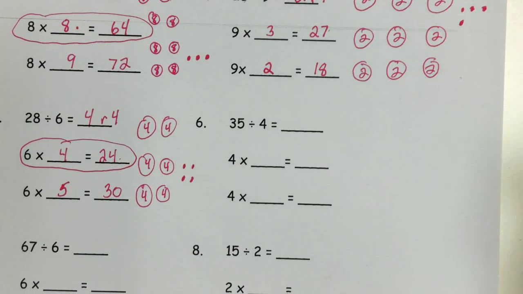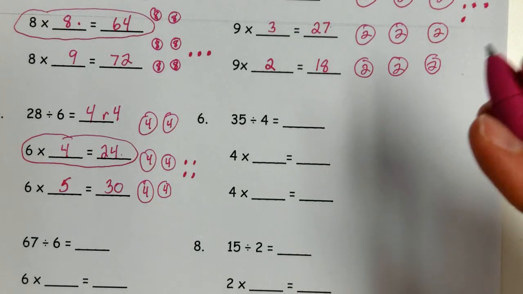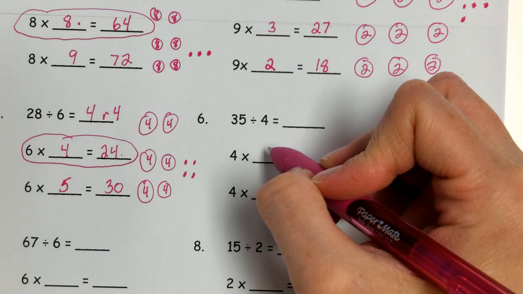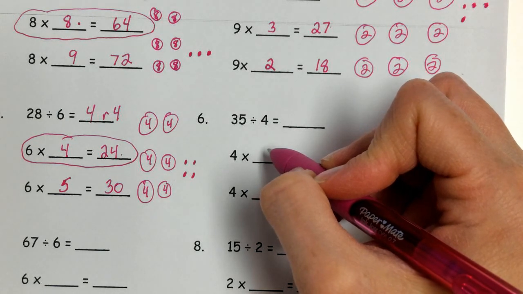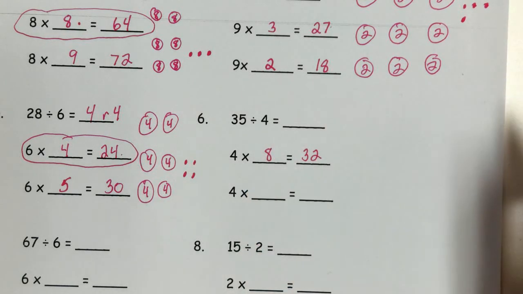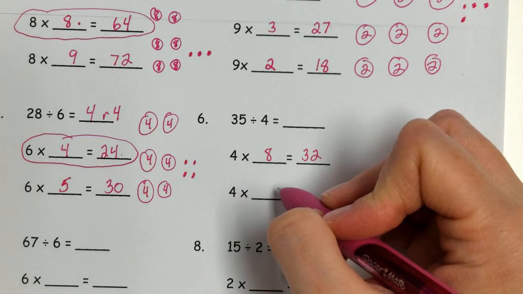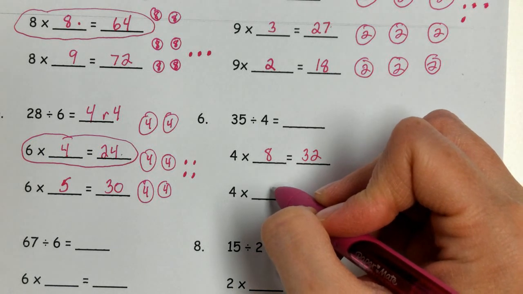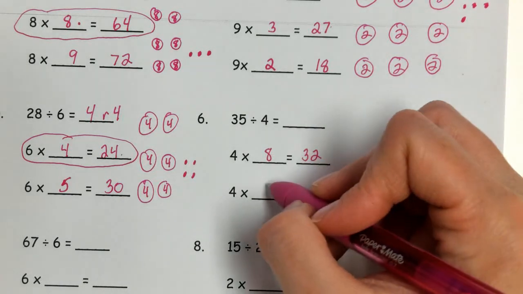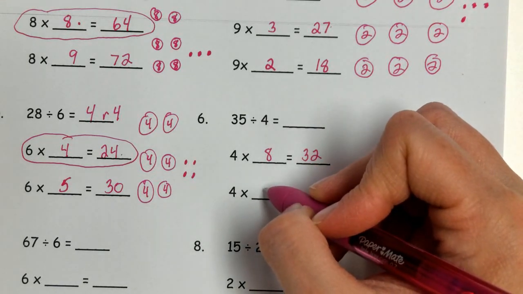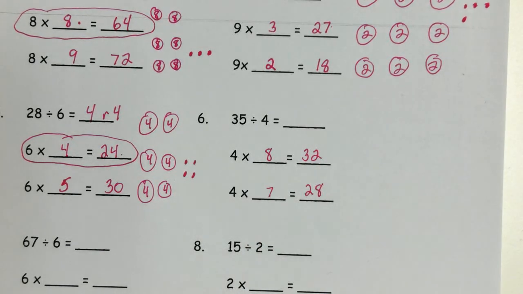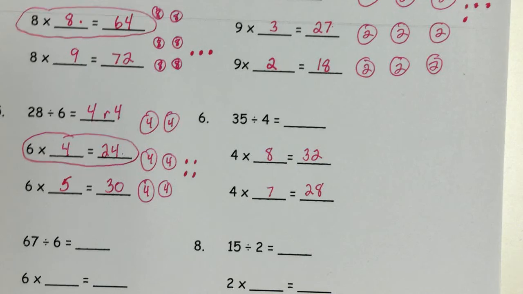35 divided by 4. Okay, Angel? 4 times 8 equals 32. Okay. And 4 times... Well, I wouldn't go to 20. Oh, you said 4 times 7? 4 times 7 is 28. Okay, which of those would you use? 32. I would use 32.